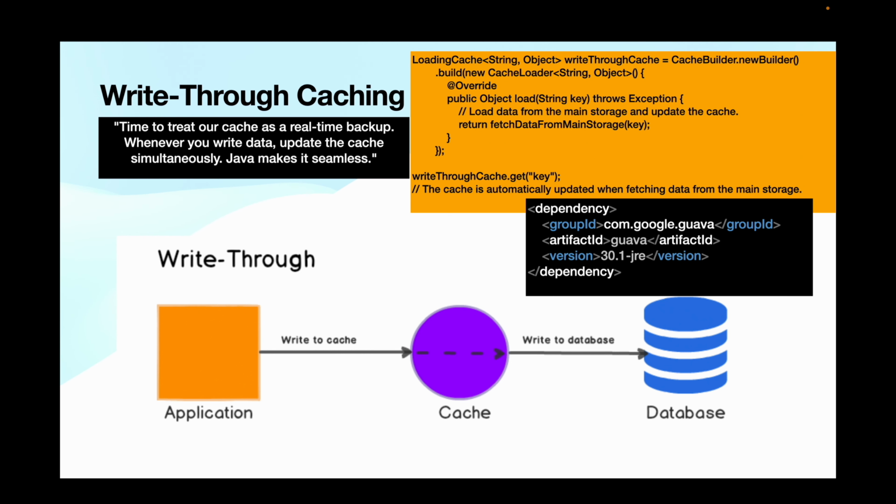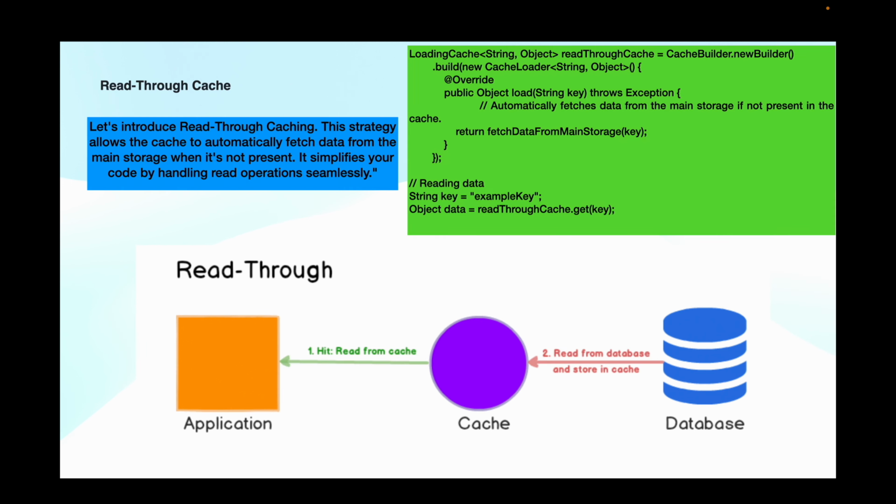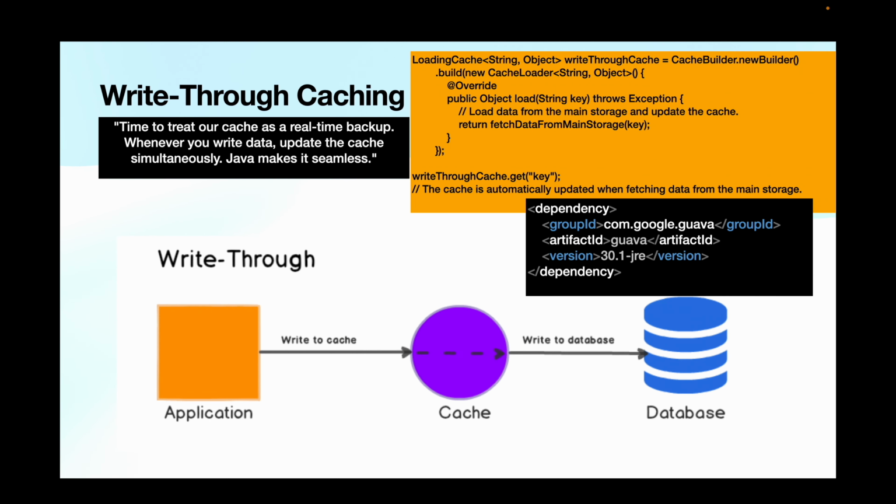Here we have Java code, if you can see, LoadingCache is a Java class, and it has CacheBuilder.newBuilder. CacheBuilder is a class that comes from a dependency, group id com.google.guava and artifact id guava, and you can use whatever the latest version is. Here is the method load, with a key, and it will fetch data from main storage.